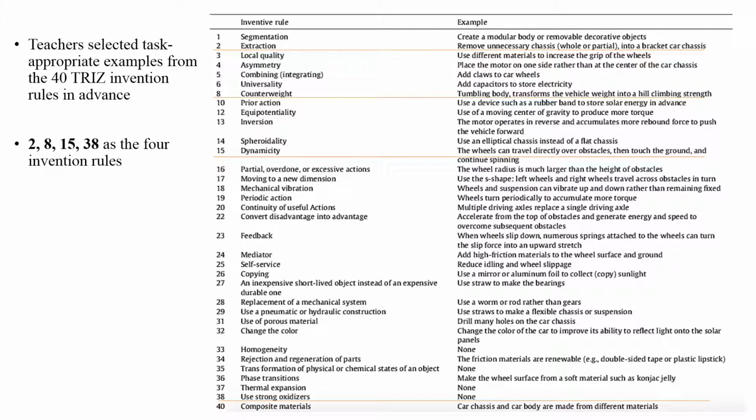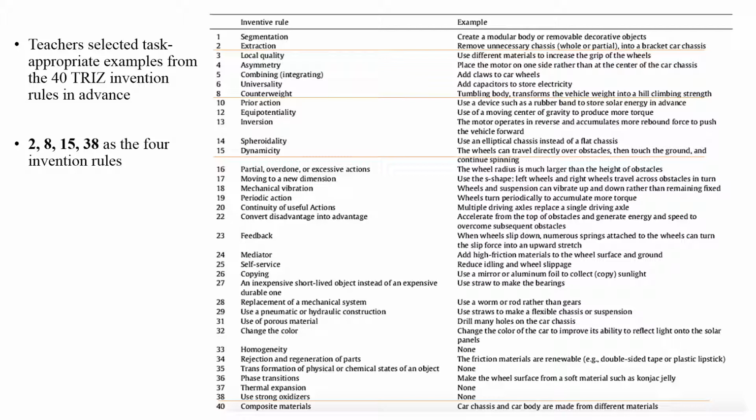Number 8 was counterweight. Okay, tumbling body, maybe there's a problem with balancing from one side to the other side of the solar module that transforms the vehicle weight into hill climbing strength. All right, so something with balancing counterweight, you need to do that so that if you're climbing up, it won't tilt to one side or the other and flip.